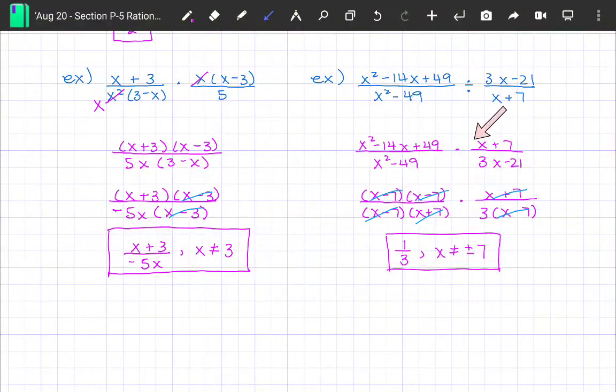But notice the first thing, I didn't change the first fraction, changed it to multiplication, flipped the second one. Then I fully factored, and then there was a whole bunch of stuff that canceled out. And since I didn't have anything left in the numerator, that meant that there was a factor of a 1 left. The only thing left in the bottom was a 3, and I needed these explicit restrictions. So there you go. There's multiplying and dividing rational expressions in a nutshell.